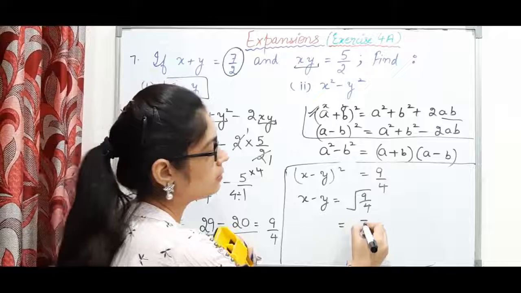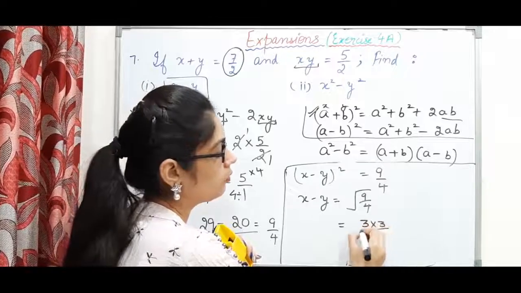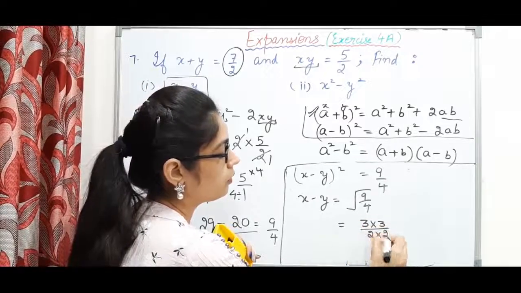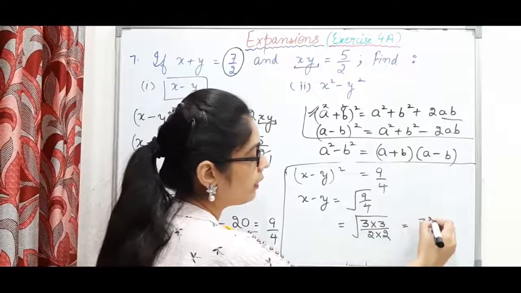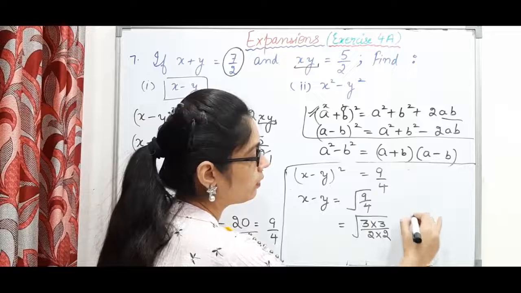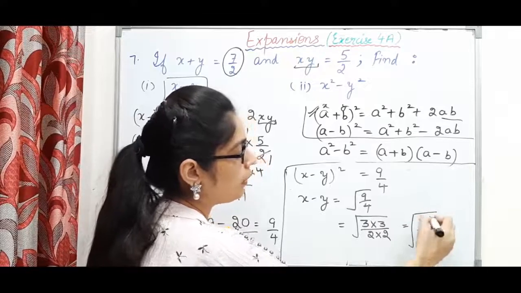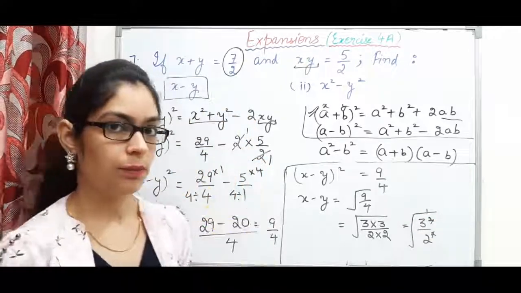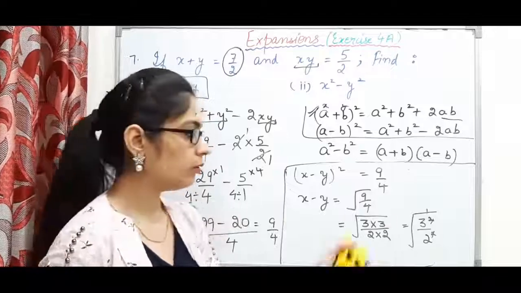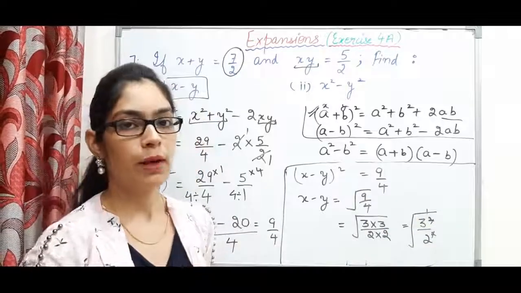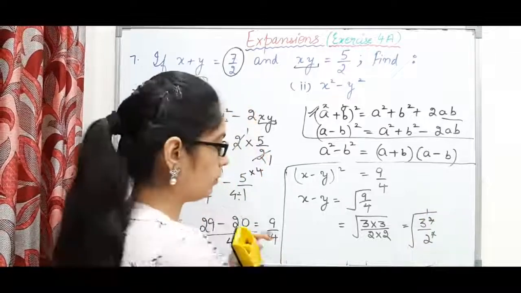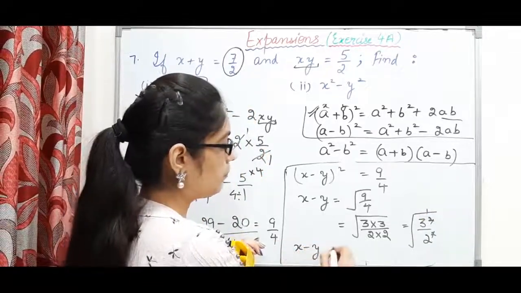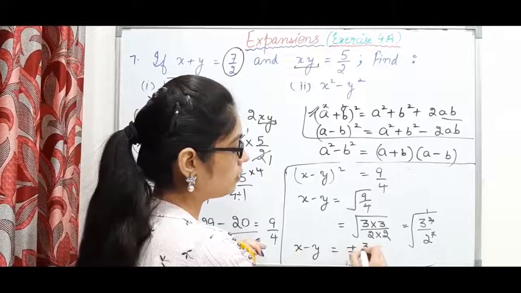So 9 is 3 into 3, 4 is 2 into 2, square root. So 3 into 3 is 3 square, 2 into 2 is 2 square, square root, so these squares will get cancelled with the square root. In the previous question also I explained to you, because the value of square root is 1 by 2. So that is why the square will get cancelled with the square root. So x minus y is equal to plus minus 3 by 2.